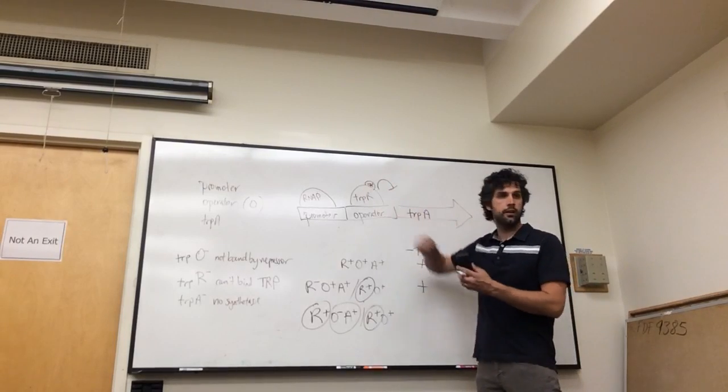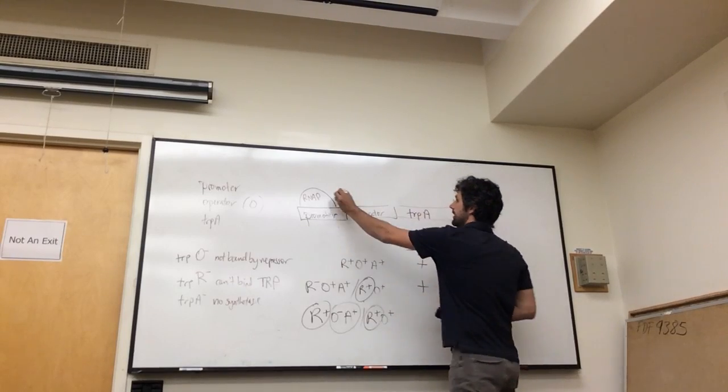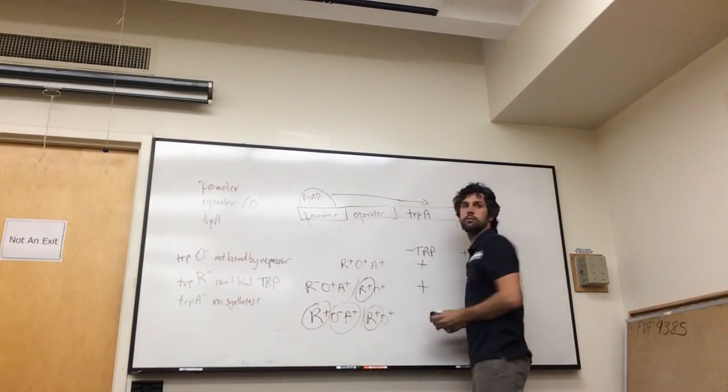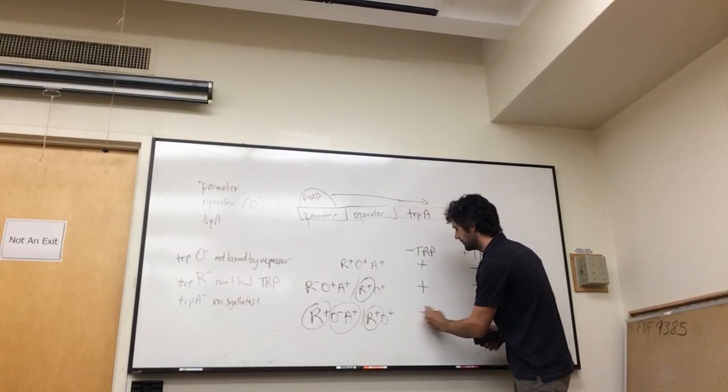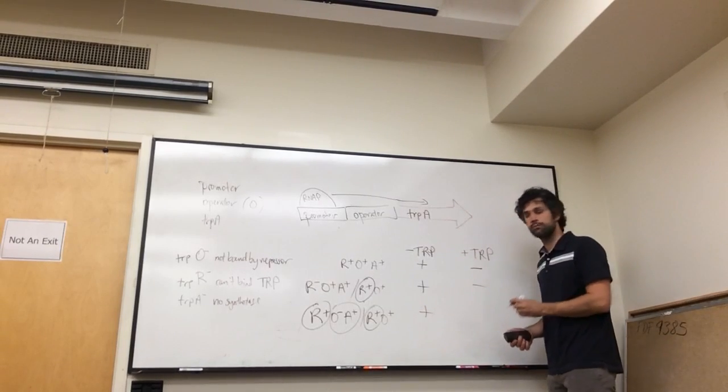So if trpR can't bind here, we're just going to have transcription occur. So yes, in the absence of tryptophan, transcription occurs. In the presence of tryptophan, it occurs.